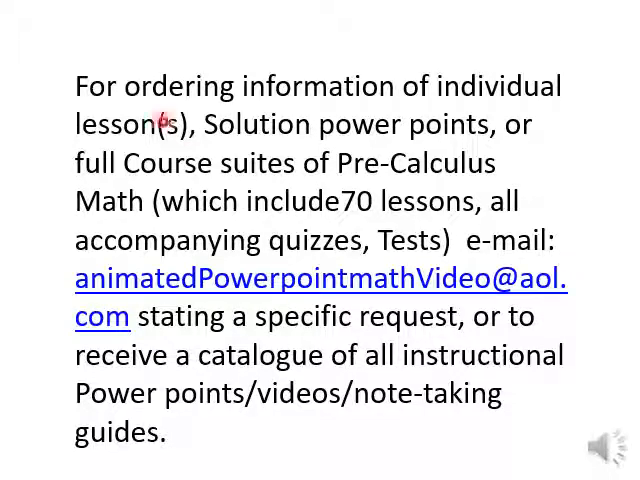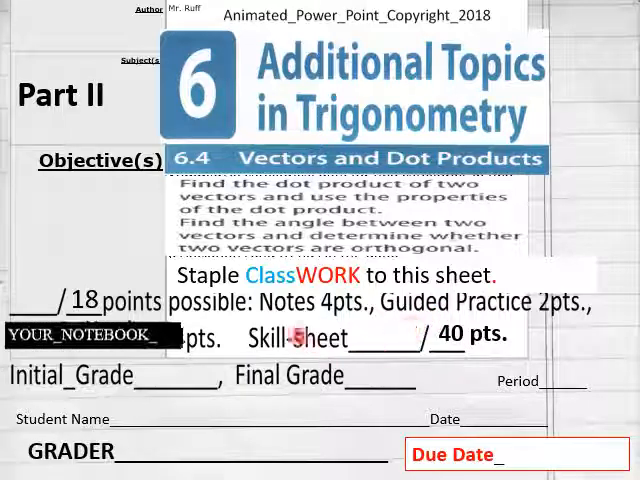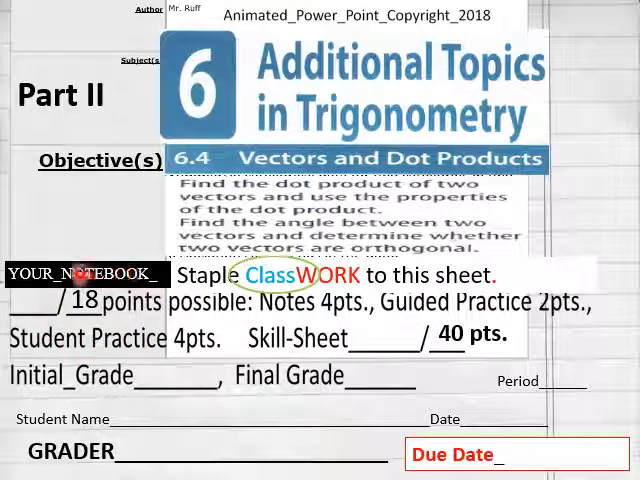Getting ready to do lesson 6.4 part 2 of pre-calculus math today, classwork. And today we've got 18 points here for notebook taking, so have your notebook out, students, or notebook taking guide. And then we've got 40 points here in our classwork. So you're going to have to take a lot of notes in this lesson, so get ready for that.